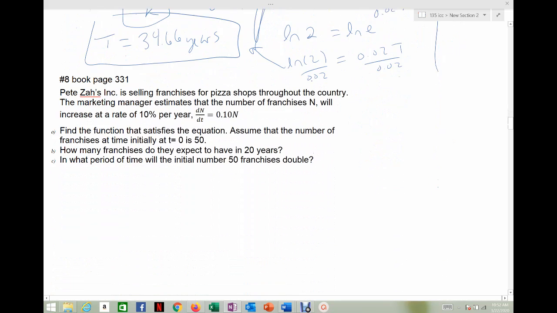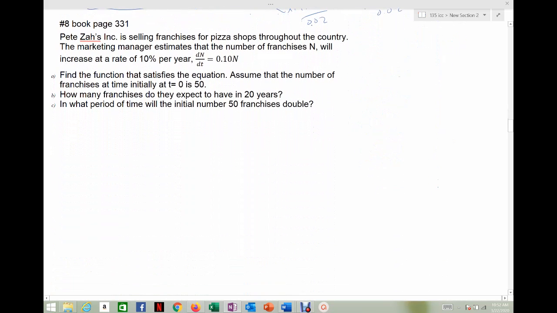All right, the second one. So this is where we'll stop today's notes. This is going to be a short one. This is actually a book problem, so this is from your book. We have Pete selling franchise pizza shops throughout the country. His marketing manager estimates that the number of franchises N, so N represents the number of franchises, will increase at a rate of 10% per year, which is actually fairly big. So again, it satisfies this differential. It's growing by 10% of its size, how many franchises you currently have. Find the function that satisfies the equation. Assume the number of franchises at the start, time 0, is 50. So that's my initial amount.